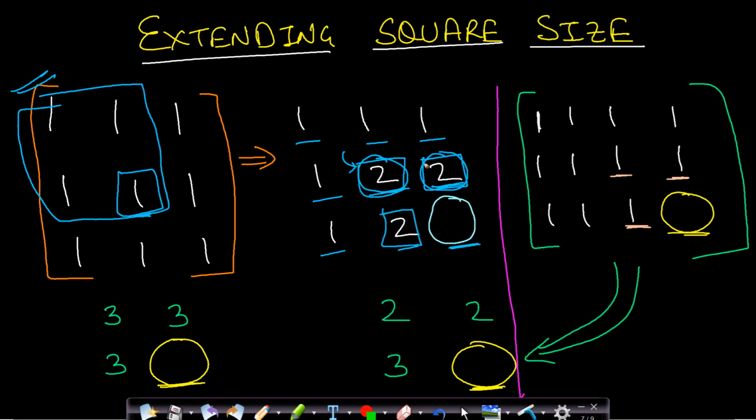So if there are 2 square submatrices which have this current element as the bottom right corner, then those 2 square matrices should be of different sizes, because if they are not of different sizes, then they will be the same square and we will not be counting it.